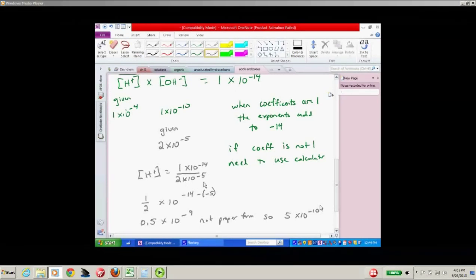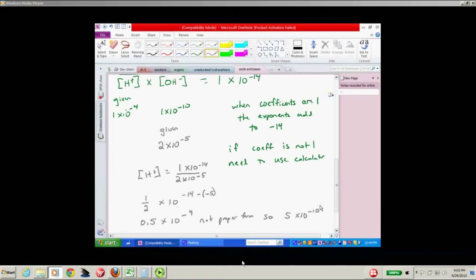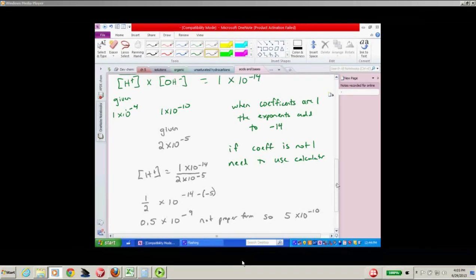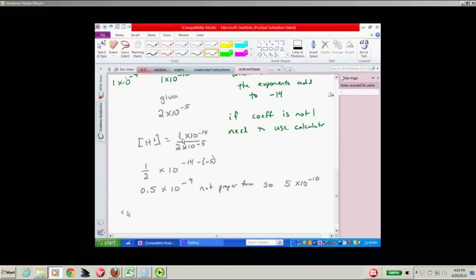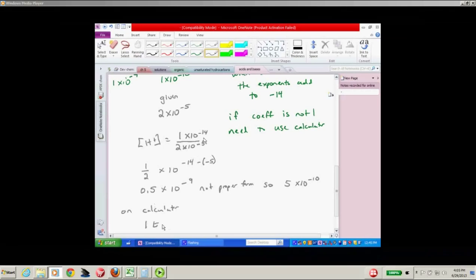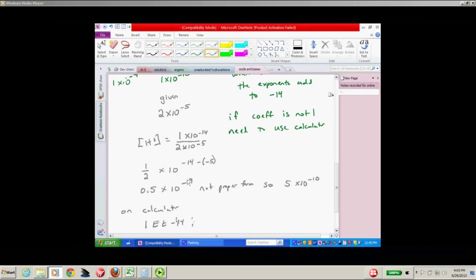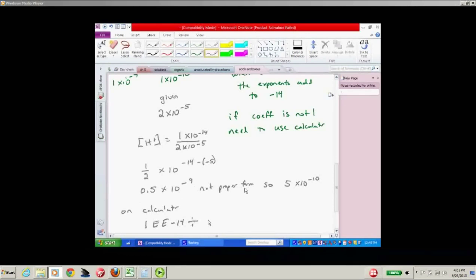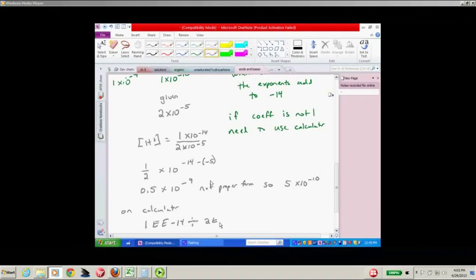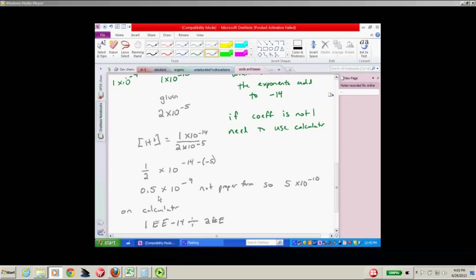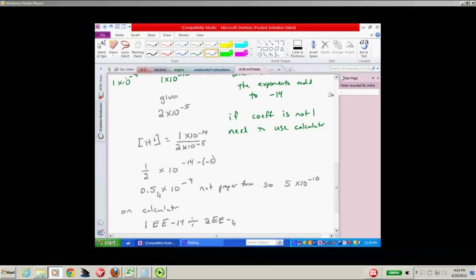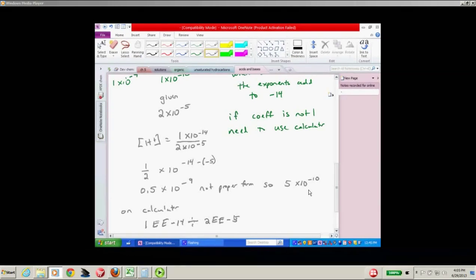Now, if you do not have a calculator with scientific notation, that's simple to do. You divide the numbers. So 1 divided by 2 is 0.5. And then you subtract the exponents. So times 10 to the minus 14 minus a negative 5. So we have 0.5 times 10 to the minus 9. That's not proper scientific notation. So when we move the decimal to make it proper scientific notation, that number is small, so we get a more negative exponent. So we get 5 times 10 to the minus 10.